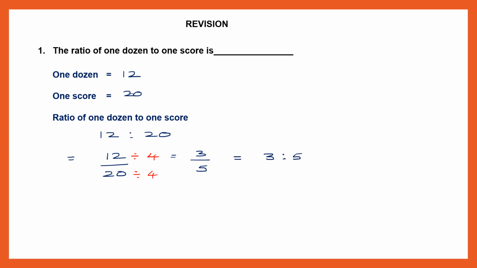So I can write this in the blank. The ratio of 1 dozen to 1 score is 3 is to 5.